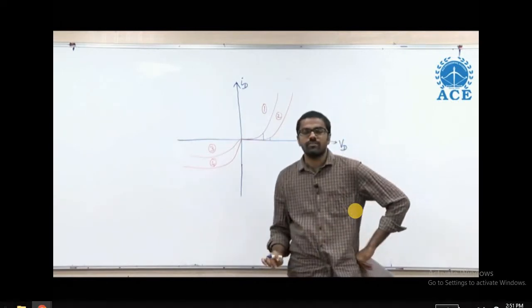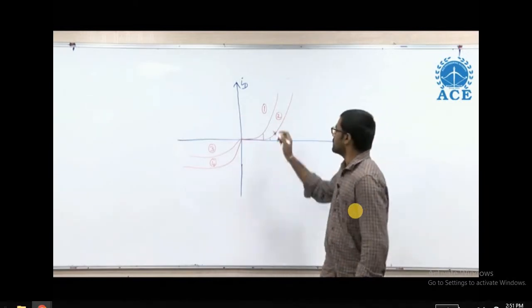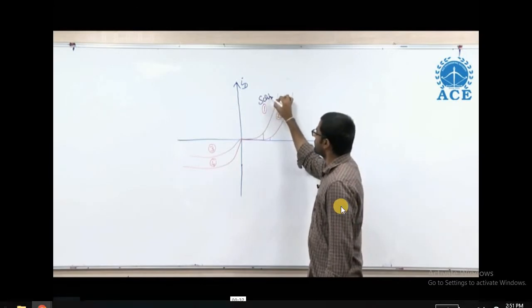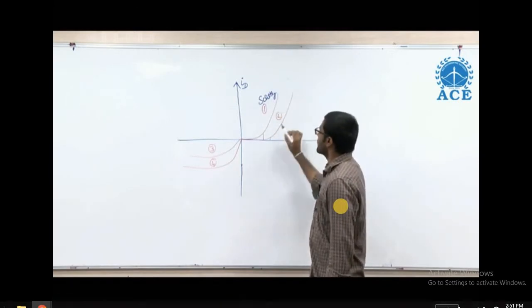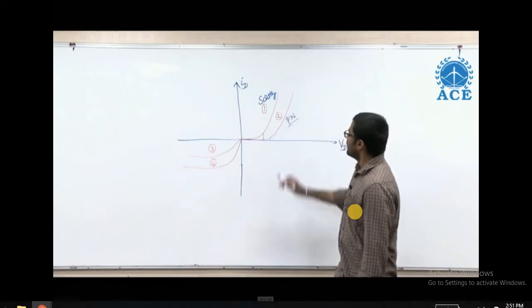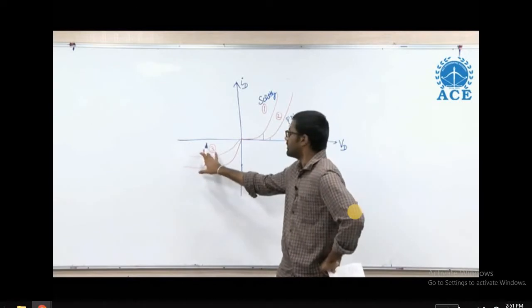And we know that for every Schottky barrier diode, the cut-in voltage is very less. So characteristic number 1 belongs to Schottky diode, and the second characteristic belongs to PN junction diode. And now we have to find which diode the third relationship belongs to.